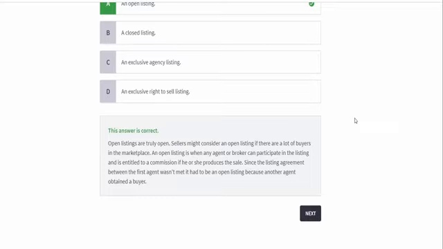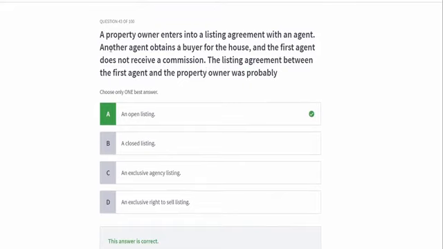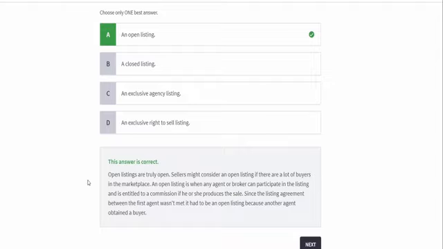Since the first agent didn't receive a commission, it had to be an open listing because another agent obtained a buyer. So really the proof is in the pudding, as they say. If you look at this question, it says here a property owner enters into a listing agreement with an agent. Another agent obtains a buyer for the house. Red flag number one. And then red flag number two, the first agent does not receive a commission. Knowing those two red flags, we know that it's an open listing because, again, open listings are truly open. So, yeah, it's as simple as that.